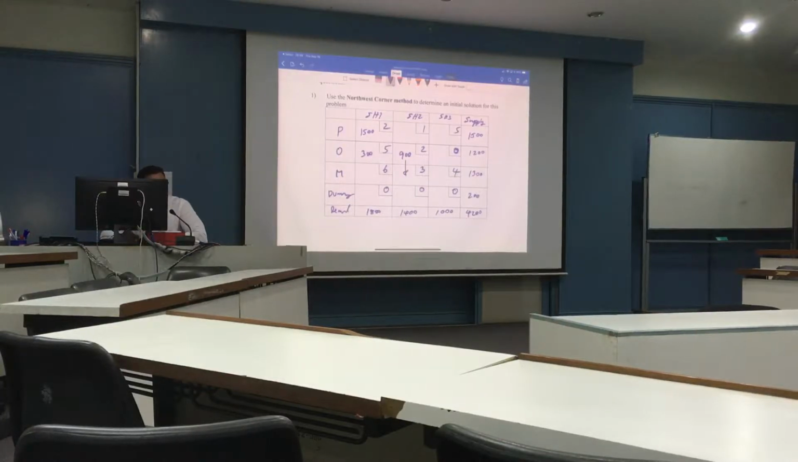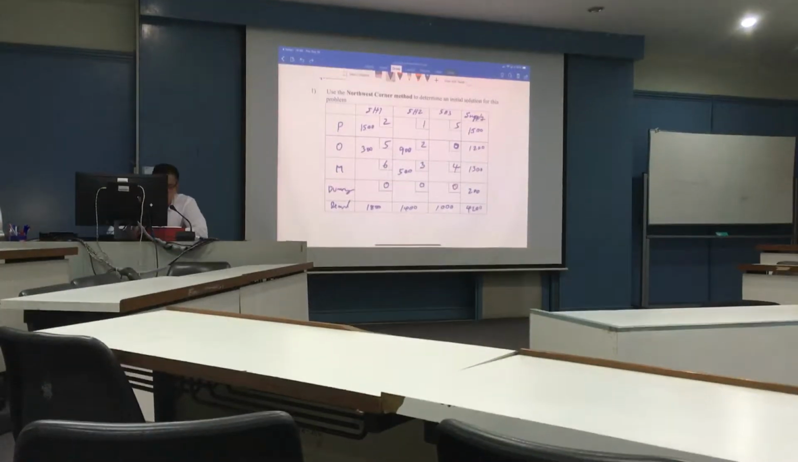We move to the bottom cell, or below cell here. Comparing supply 1,300 and demand 500, we deliver 500, so demand is fulfilled, but we have remaining supply. Then we move to the right-hand side cell. We select the cell, comparing supply 800, demand 1,000. We deliver 800. We have remaining demand. We go to the below cell, and that cell should have 200.